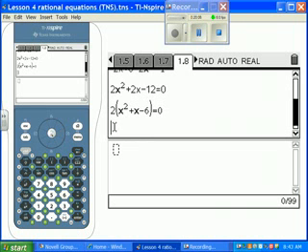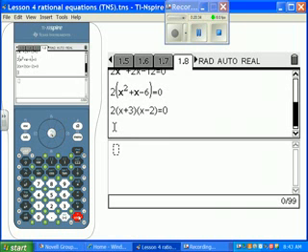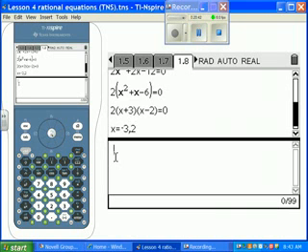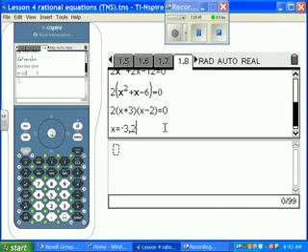2 times x. The factors are 3 and 2. Yeah, x plus 3, x minus 2. And then you have to set each factor equal to 0. So we're going to get x equals negative 3 or 2. Good. And then we have to do our checking to make sure that they all work.